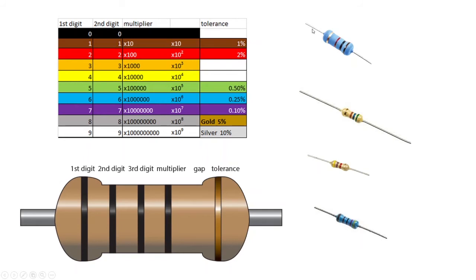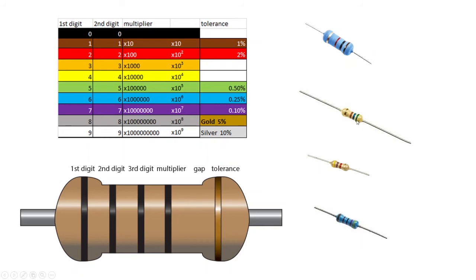So we're going to spin it around. We're going to read brown, which is 1, black, which is 0, and red, which is 100. So I'm saying 10 times 100 is 1000. Okay, so that's a 1k ohm.